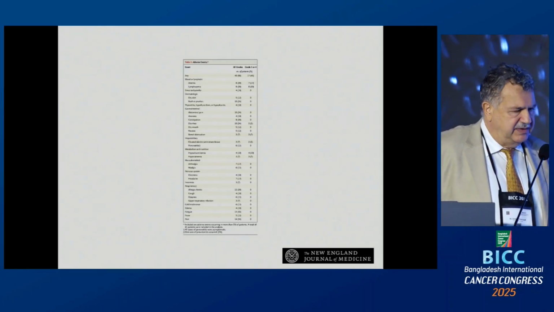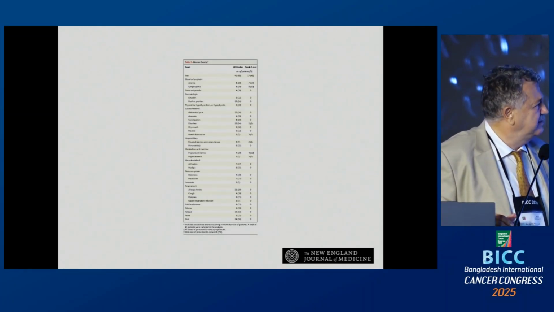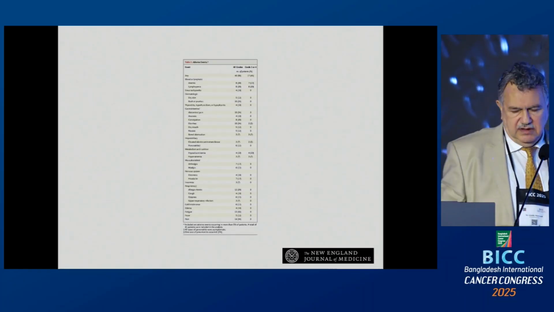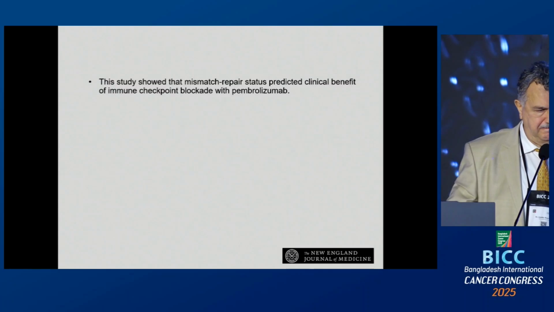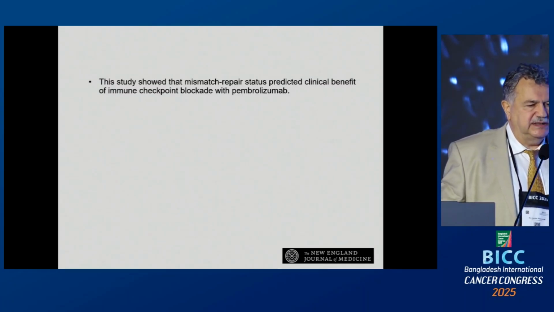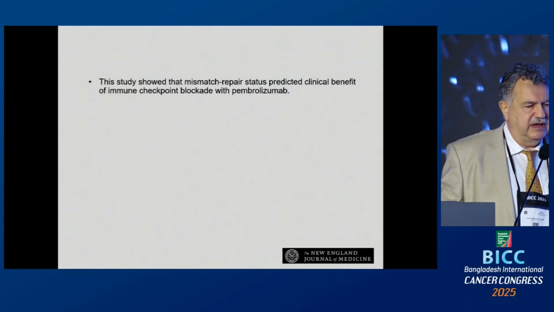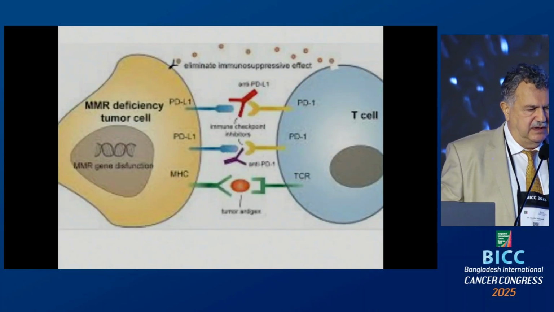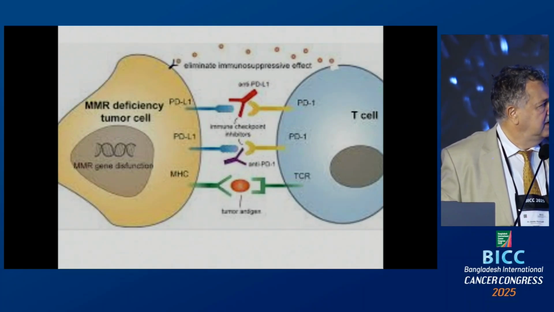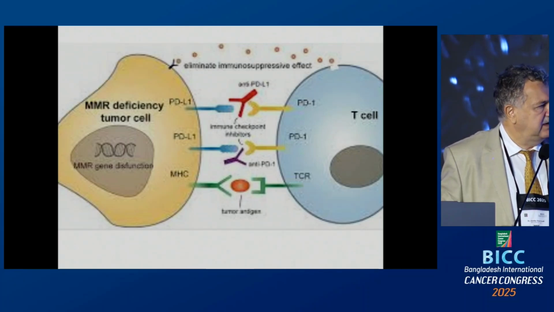And this is a busy slide about side effects, but basically, they're the normal side effects seen with immunotherapy. This study showed that mismatch repair status predicted clinical benefit of immune checkpoint blockade with pembrolizumab. And this is why in these deficient cells, MMR deficient cells, T cells can attack them and kill them.